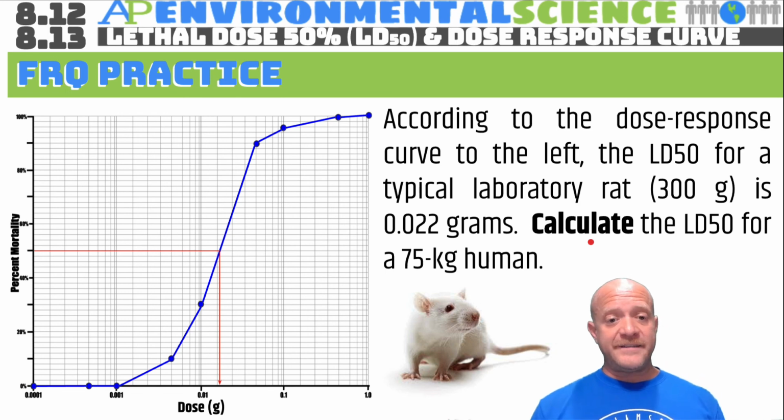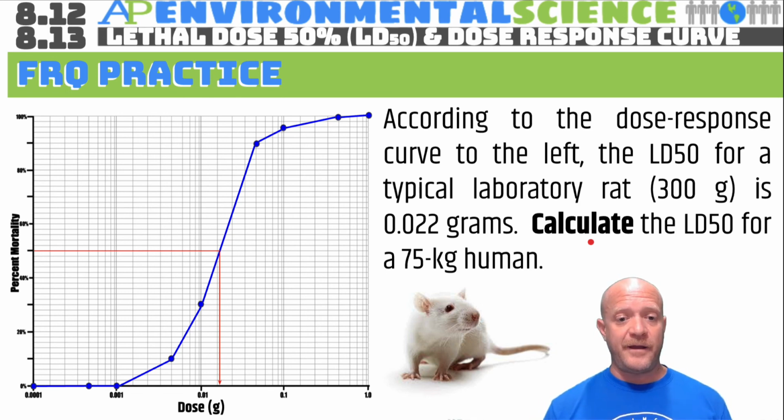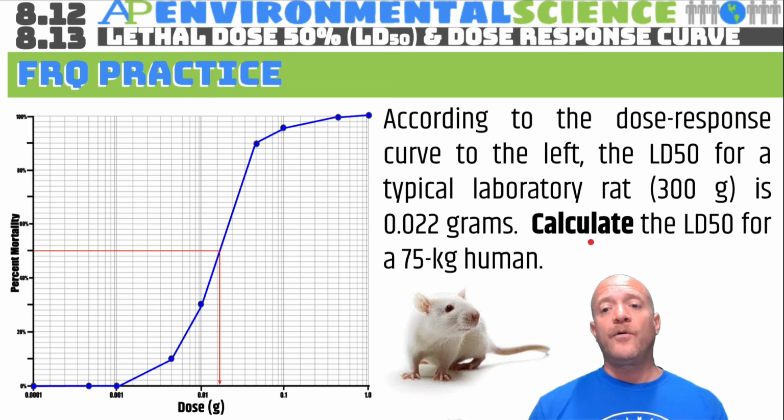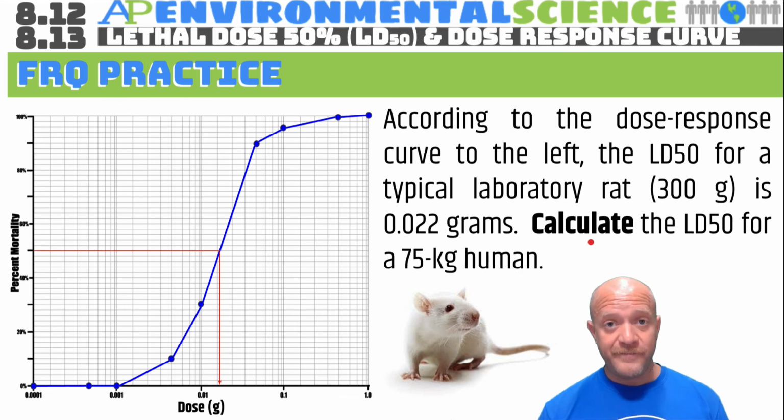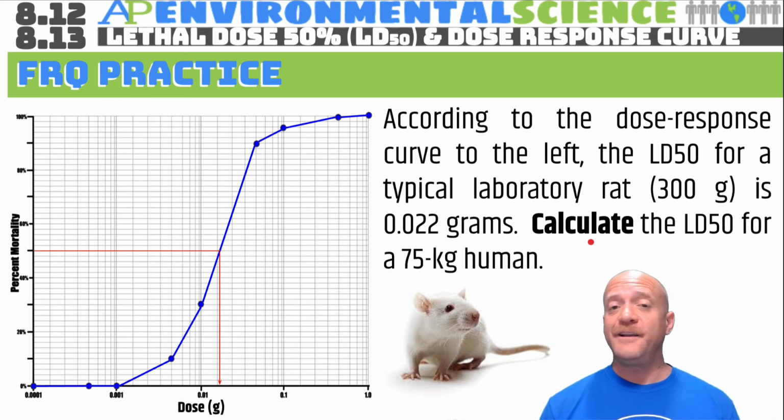Now, you're going to practice. I have the setup from before, and this is the problem that we did before. But according to the dose response curve to the left, the LD50 for a typical laboratory rat, which weighs 300 grams, is 0.22 grams. Calculate the LD50 for a 75 kilogram human. So I look forward to seeing your responses.